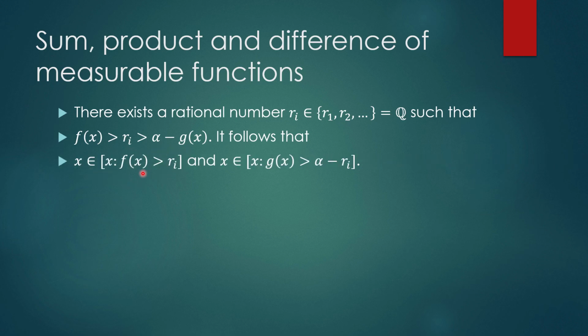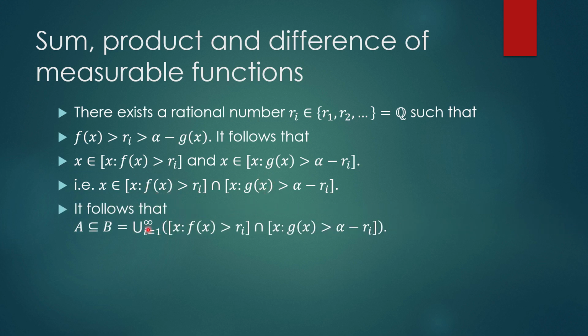Then it follows that x belongs to the set of x such that f of x is greater than Ri, and x belongs to the set of x such that g of x is greater than alpha minus Ri. That is, x belongs to the intersection of this set and this set. So it follows that A is a subset of B, because whenever you take an arbitrary point from A, that point is in B. What is B? B is this countable union. So if you put B equal to the countable union, i running from 1 to infinity, of this intersection, then A is a subset of B.